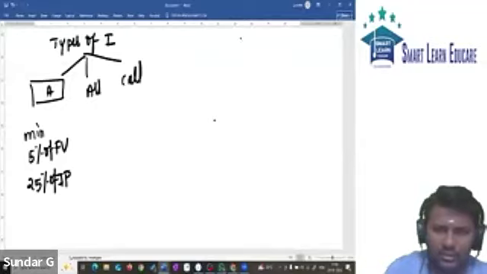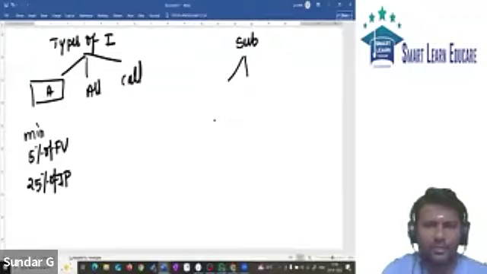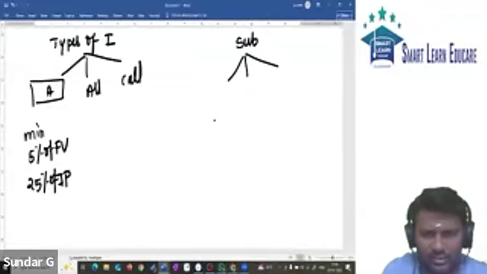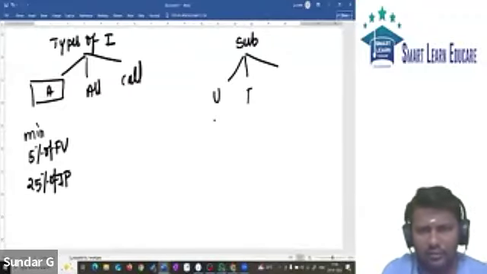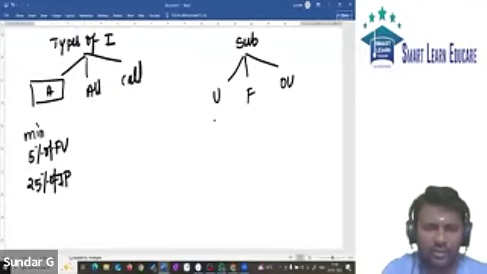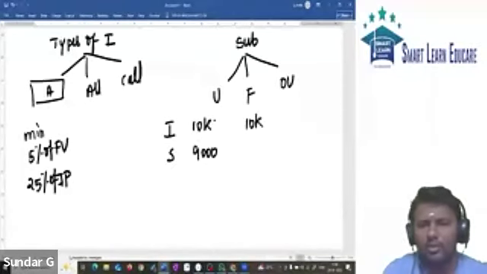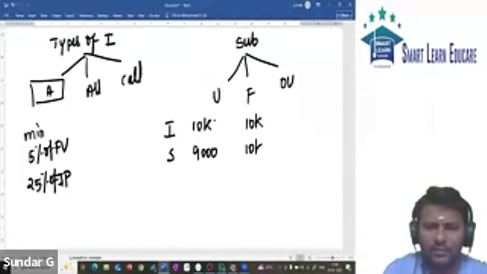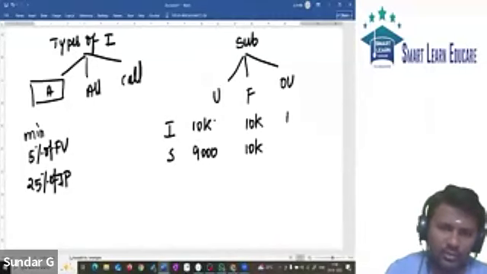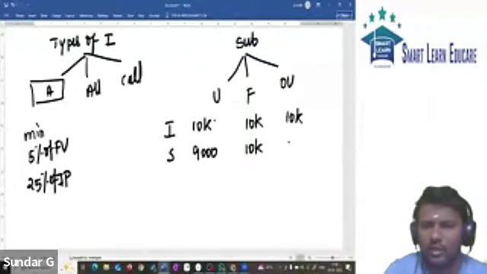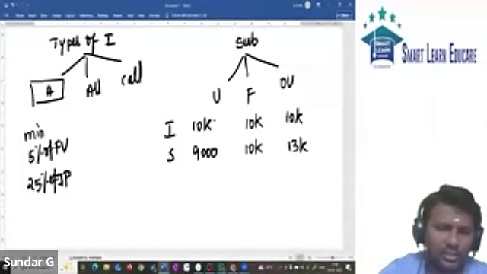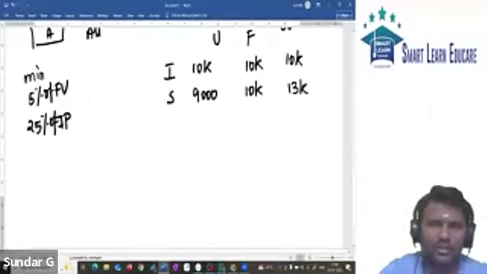Also, we discussed subscription, three types of subscription. What are they? One is under subscription, second full subscription, third over subscription. In under subscription, the company issued 10,000 shares, the public subscribed for 9,000 shares. Full subscription: the company issued 10,000 shares, the public subscribed for 10,000 shares. Over subscription: the company issued 10,000 shares, but the public subscribed for 13,000 shares.